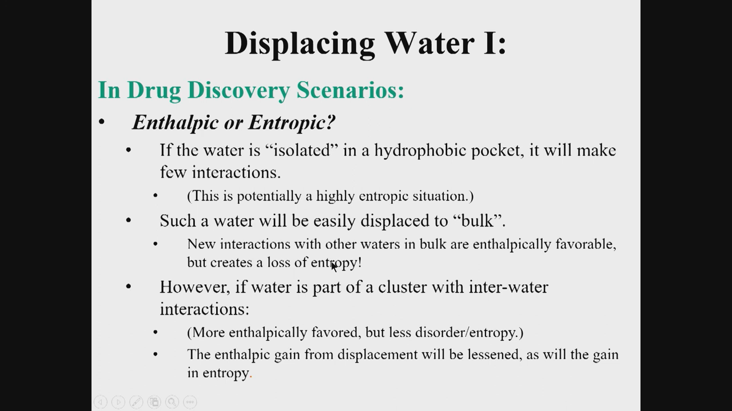But if the water is part of a cluster that has a variety of interwater interactions, it becomes a little more difficult to figure out what's going on. If the cluster has interwater interactions, then it's more enthalpically favored and there's less entropy. And also when we push that water molecule out, the gain in entropy will not be as large. And that's what's shown here.